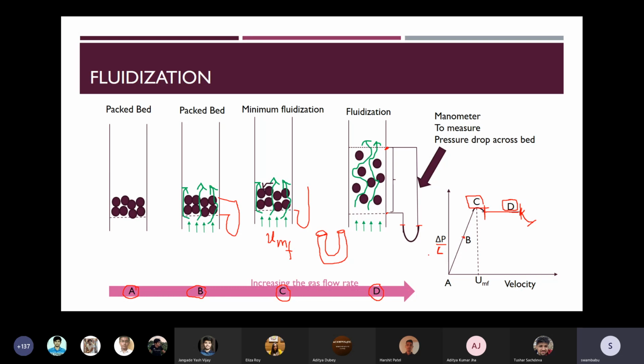So I have explained what is packed bed condition, what is minimum fluidization condition, what is fluidization condition. From the pressure profile, I have explained that after attaining minimum fluidization, the pressure drop per unit length will remain the same. There is an experimental and theoretical observation that whatever additional kinetic energy you supply by increasing velocity higher than minimum fluidization velocity, that kinetic energy is used to lift the particles. Hence, the frictional forces remain the same. Since the particles are behaving like a fluid, the pressure drop will remain the same.